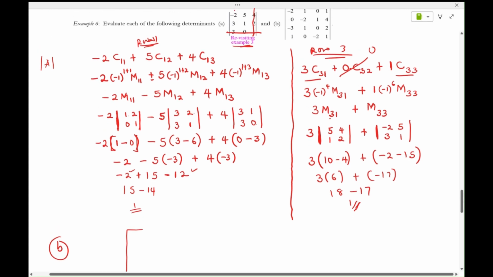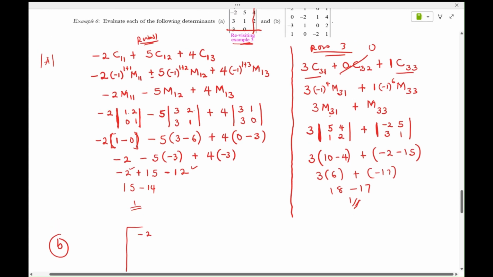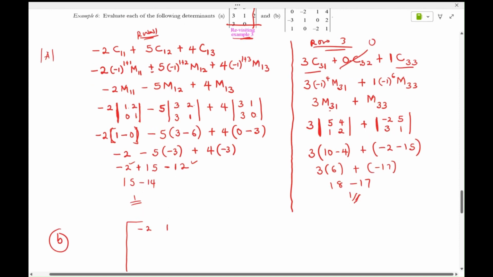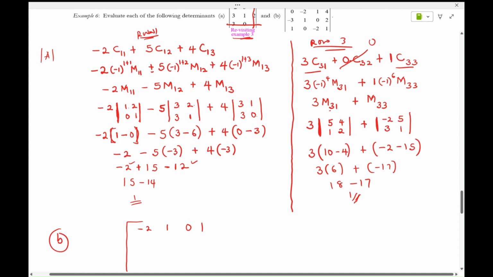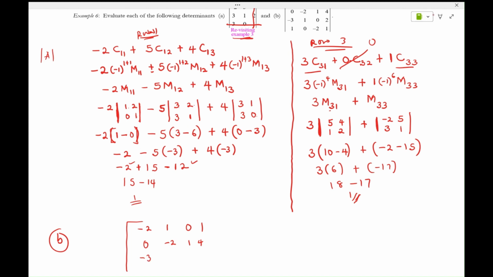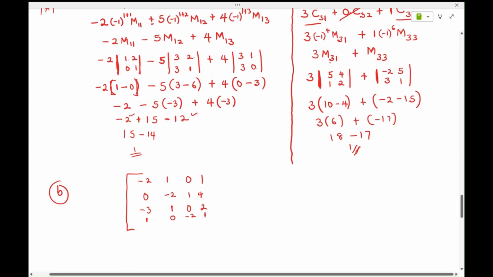So I can scroll. Minus 2, 1, 0, 1. Then 0, minus 2, 1, and 4. Minus 3, 1, 0, 2. 1, 0, minus 2, and 1. All right, so this is it.